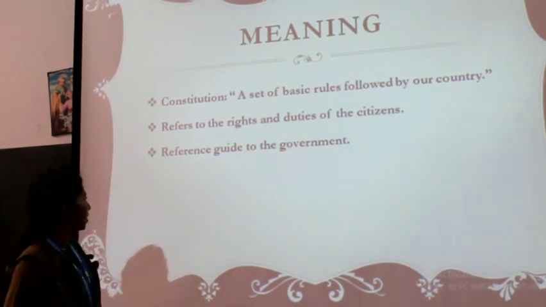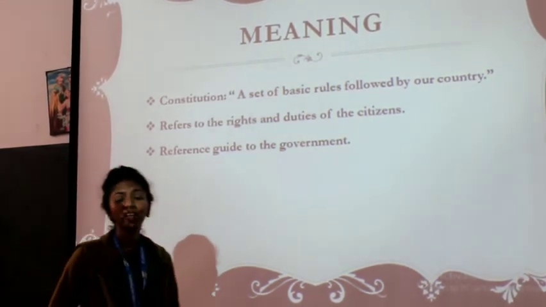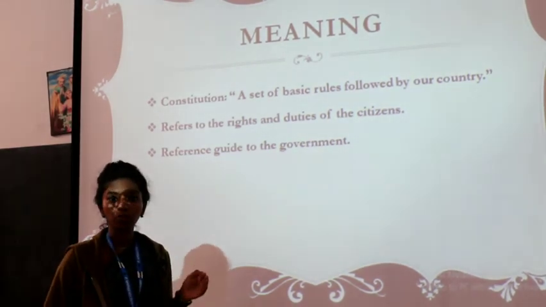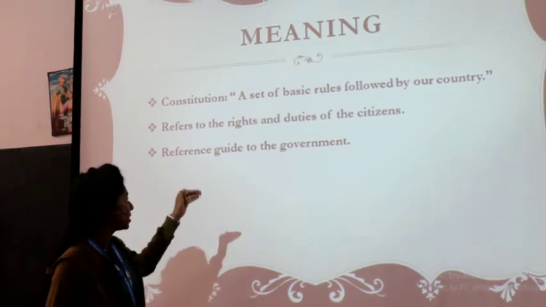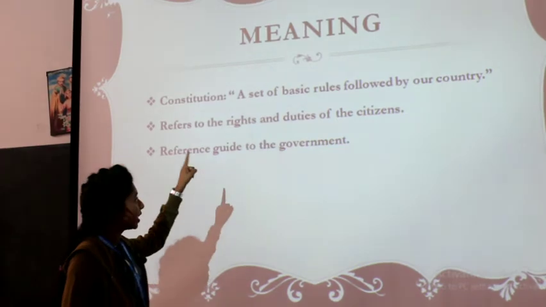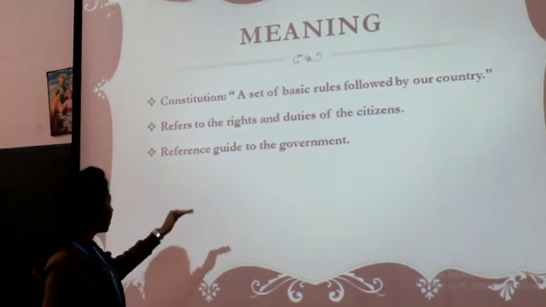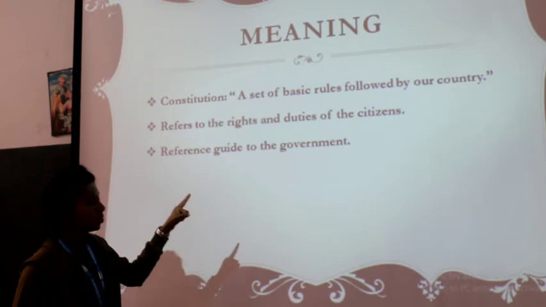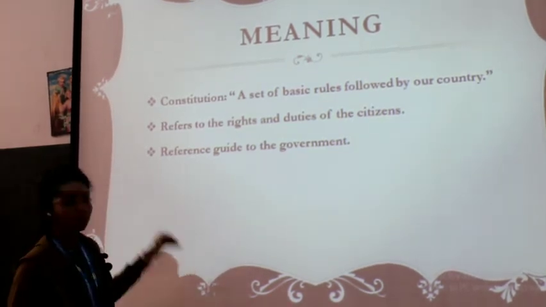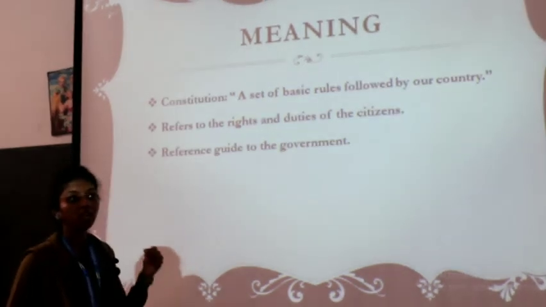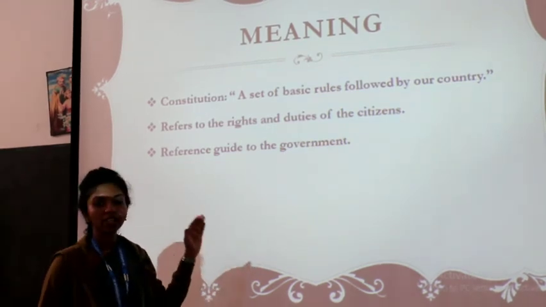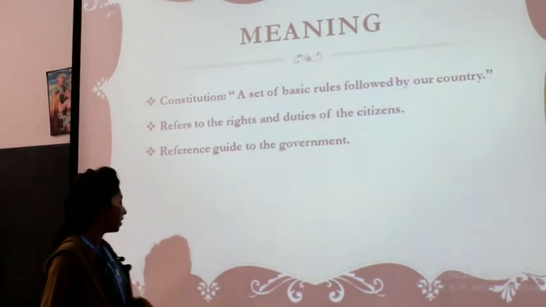All that comes under constitution. And the next thing is a reference guide to the government. The third main point is that it is a guide to the government, what the government is supposed to be following. So these are the basic understanding of constitution. First one is a set of basic rules followed by the country. Secondly, it refers to the rights and duties of the citizen. Thirdly, it is a reference guide to the government. A guide is something where if we need any help, we look into a guide, correct? So constitution acts as a guide to the government.